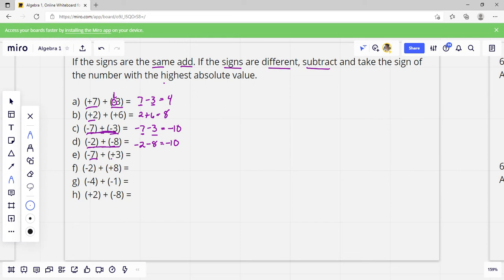Negative 7, positive 3. This one, the signs are different, so we're going to subtract. This means we owe $7 already, and we pay back 3 of it.